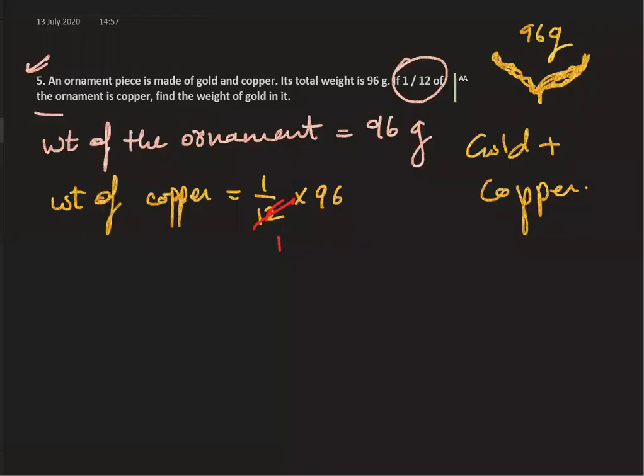Okay, so the question again, I'm speaking the question. An ornamental piece is made up of gold and copper. Its total weight is 96 gram and 1 upon 12 of the ornament is copper. Find the weight of gold in it. So the total weight of ornament is 96 gram and weight of copper is 1 upon 12 multiplied by 96, so 12 ones are 12 and 12.